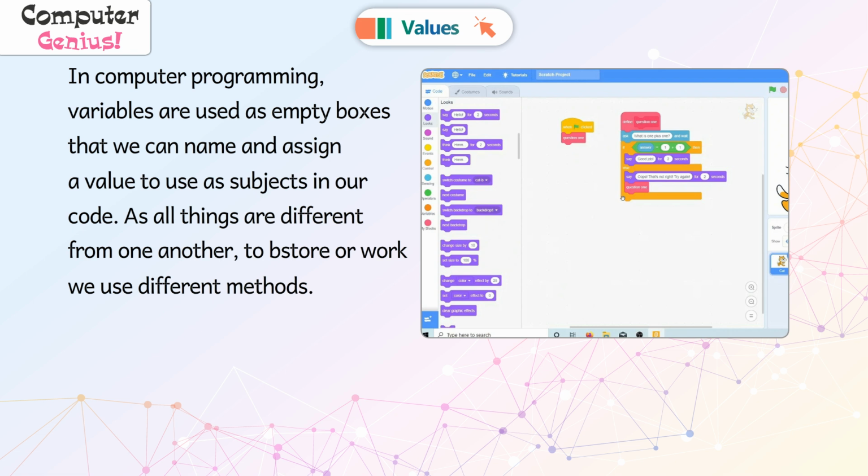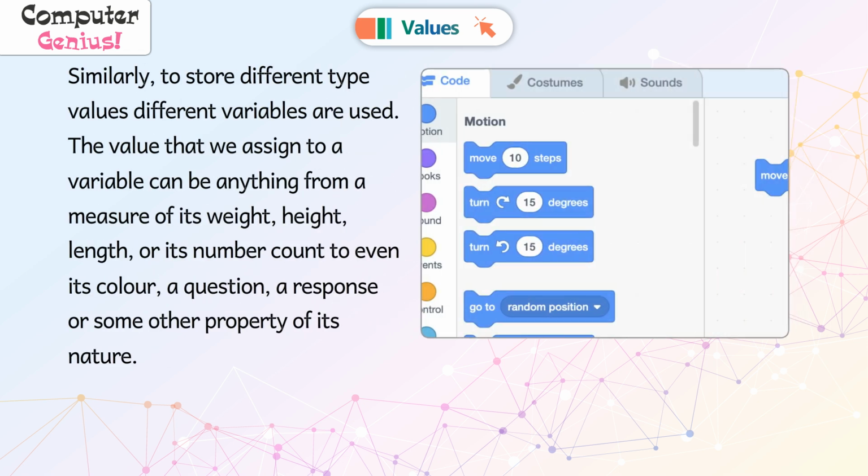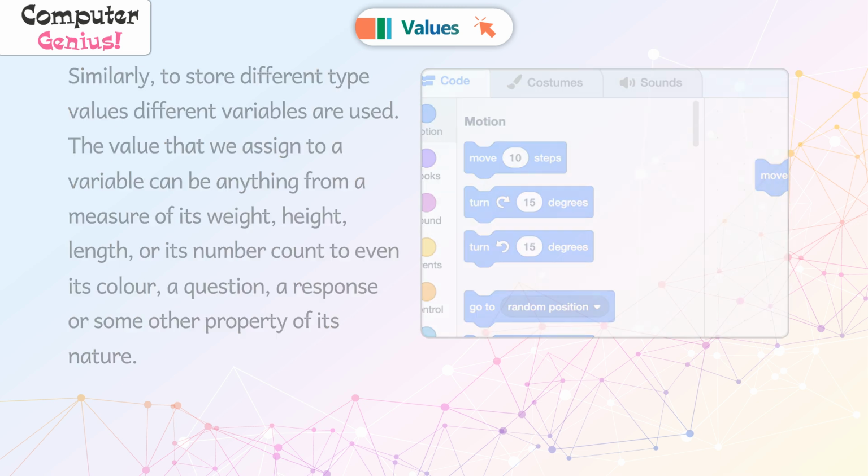In computer programming, variables are used as empty boxes that we can name and assign a value to use as subjects in our code. As all things are different from one another, to store or work, we use different methods. Similarly, to store different type values, different variables are used. The value that we assign to a variable can be anything from a measure of its weight, height, length, or its number count to even its color, a question, a response, or some other property of its nature.